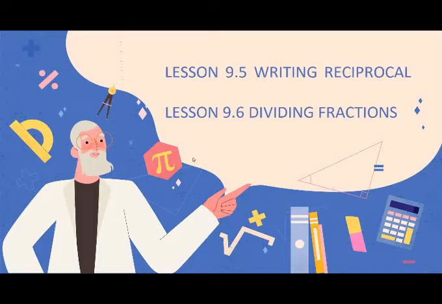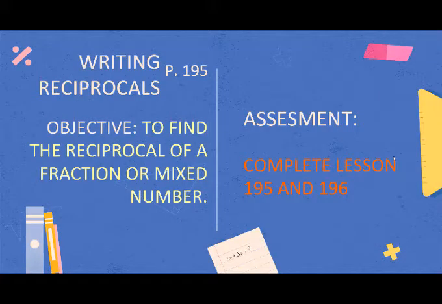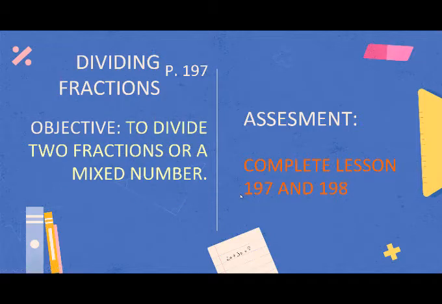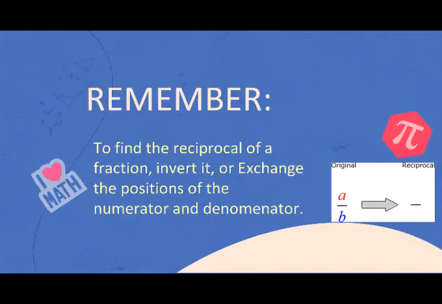This is only a review. Okay, this is lesson 9.5 and 9.6. We are writing reciprocals and dividing fractions. Let's start first with the objective of this class: to find the reciprocal of a fraction or mixed number. For the assessment for this lesson, complete lessons 9.5 and 9.6. Now, dividing fractions is the next lesson, pages 197 and 198. The objective is to divide two fractions or a mixed number. Remember to complete the lesson assessment on pages 197 and 198.